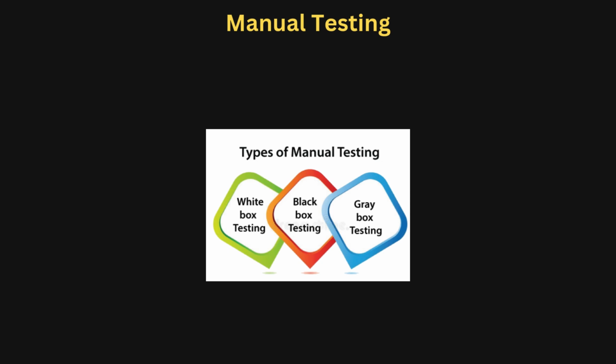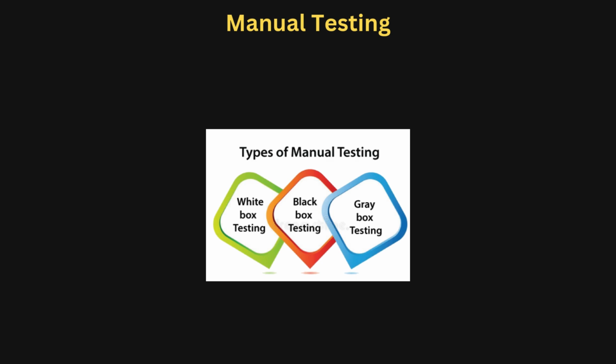Manual testing involves human testers mainly interacting with the software to check for defects. It is used for exploratory testing and usability testing when automation is not practical. There are three types of manual testing: black box, white box and exploratory.